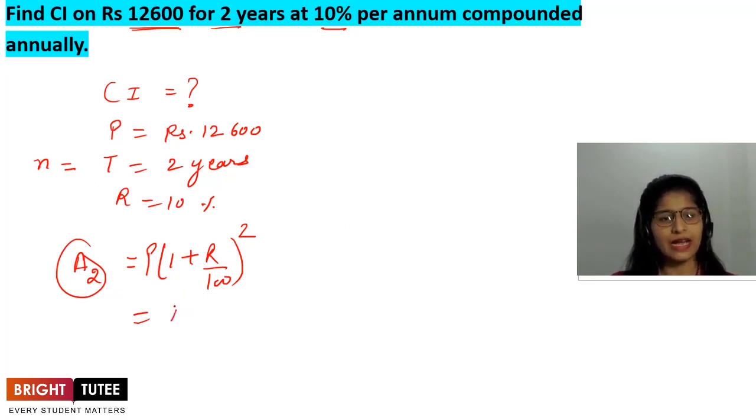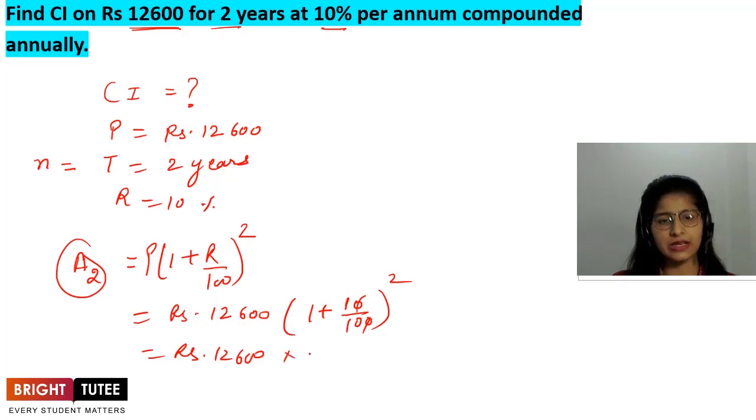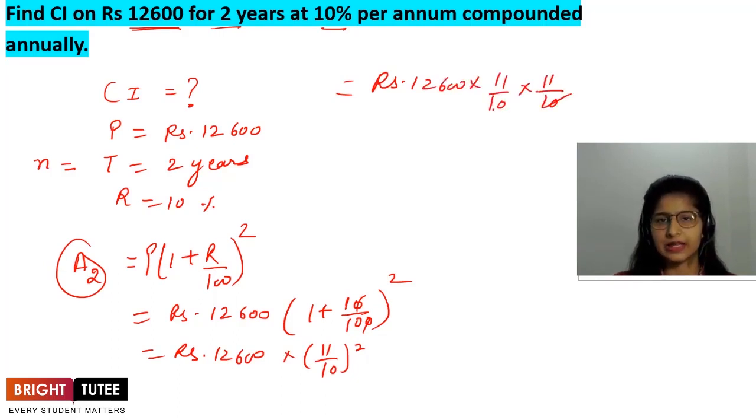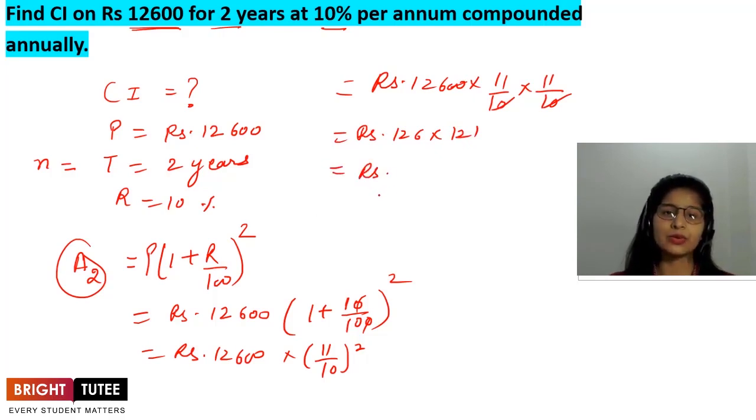So we will write 12,600 into (1 plus rate is 10%). So 10 upon 100 gives us 1 upon 10, to the power 2. Taking the LCM, we get 12,600 into (11 by 10) to the power 2. Solving it, you will get rupees 12,600 into 11 by 10 into 11 by 10. Cancel the zeros. You get rupees 126 into 11 into 11, that is 121. Right?